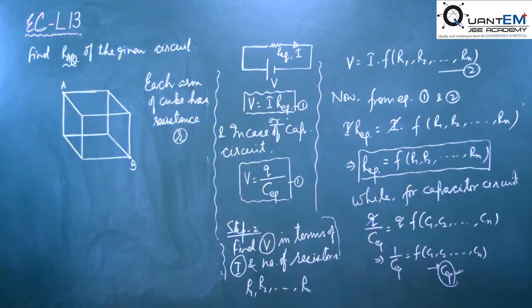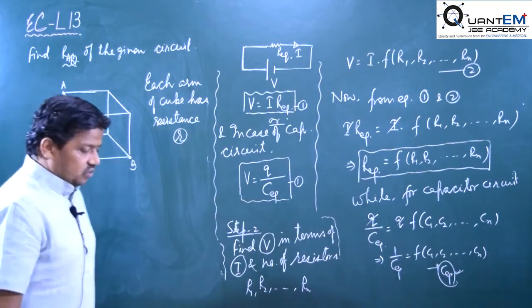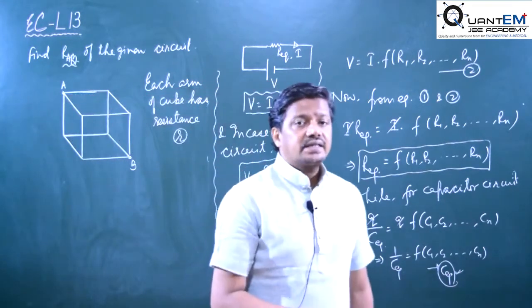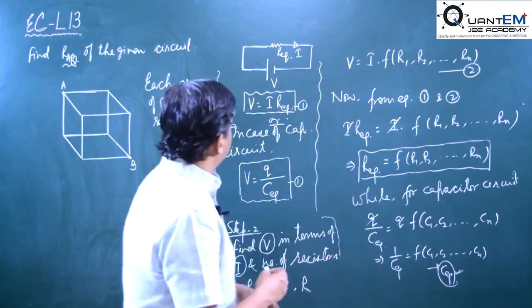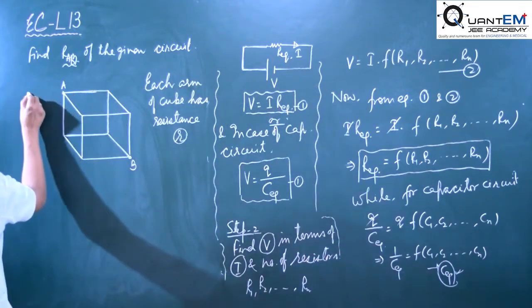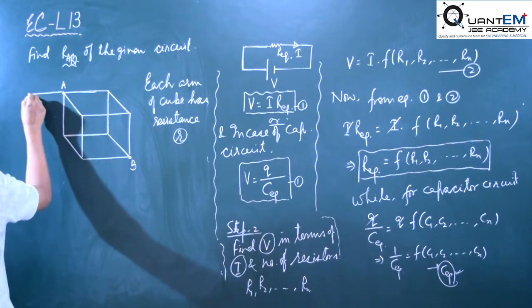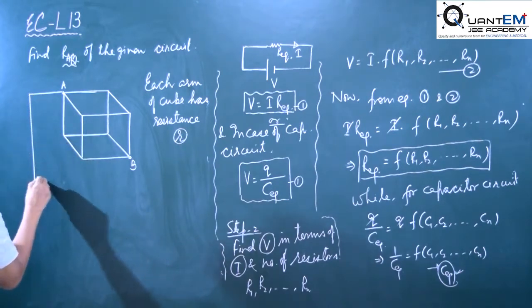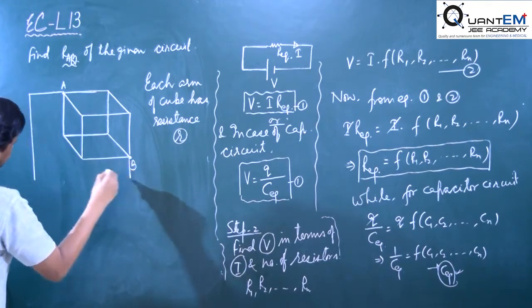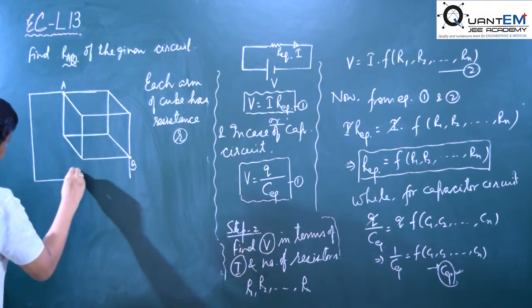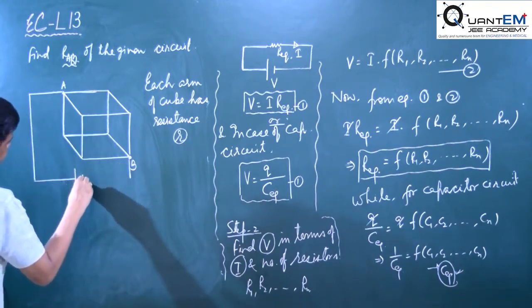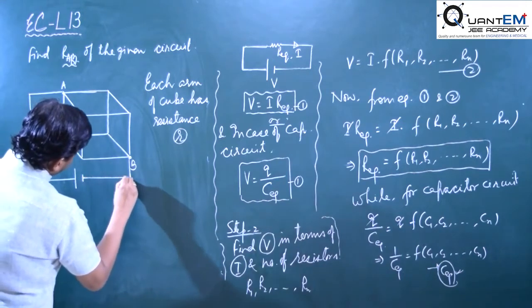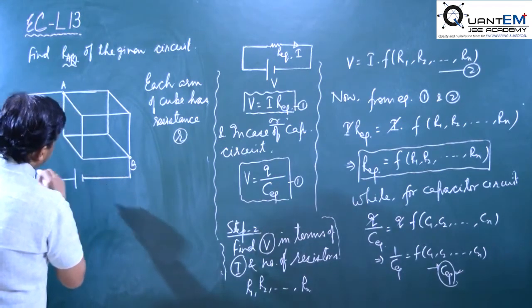Each arm of the cube has resistance R. We have to get the equivalent resistance between A and B. So we come to the first step. We connect this circuit with an external source, and this external source must be connected between these two points, A and B.